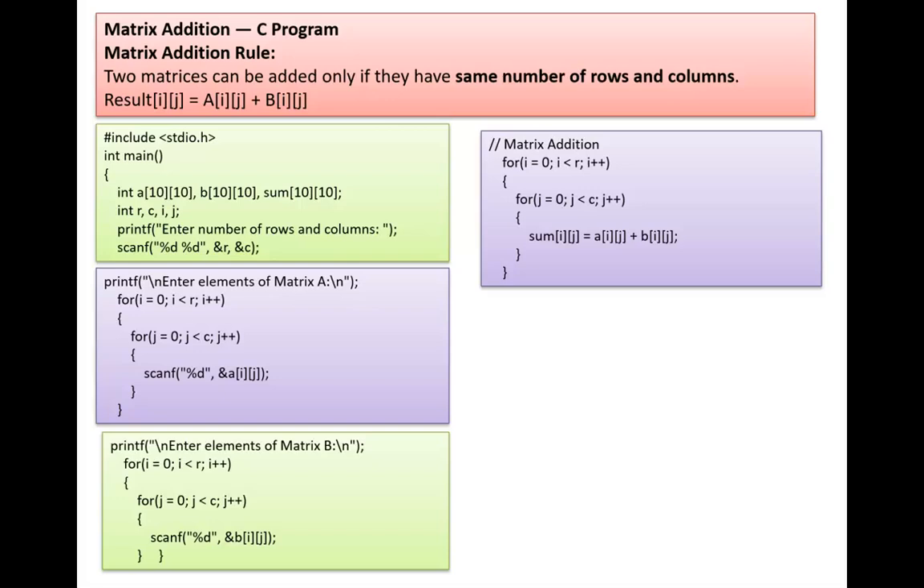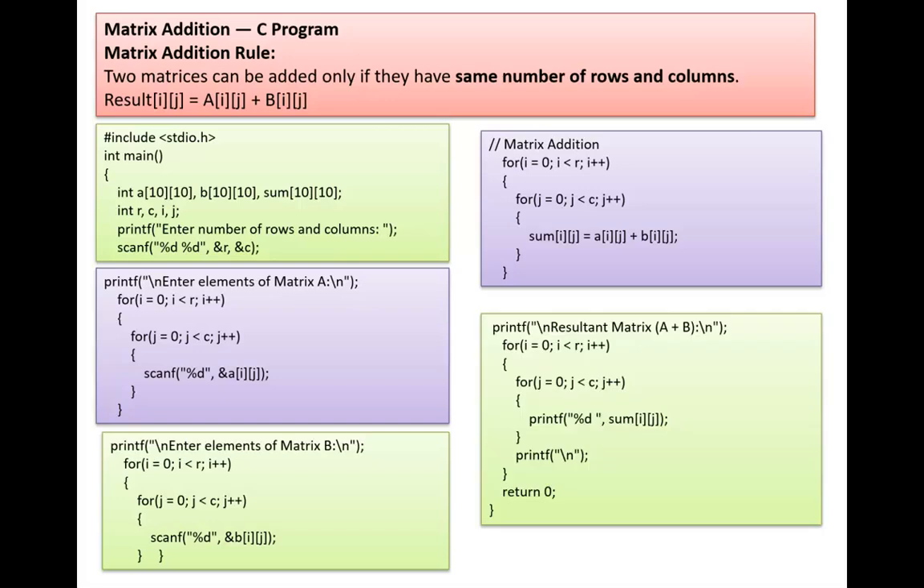Fine. Again use the same principle of nested for loop. Done. Find the sum. How should you find the sum? sum[i][j] is equal to a[i][j] plus b[i][j]. Done. The sum is found.